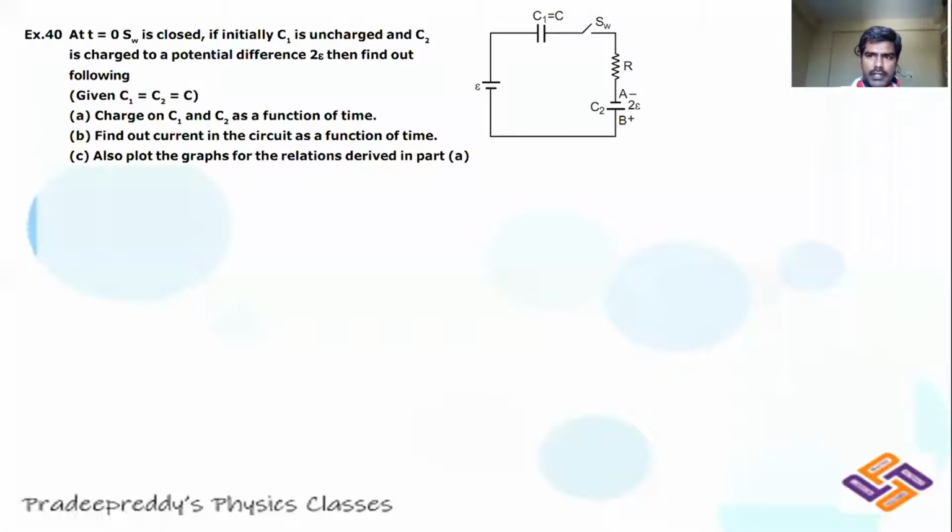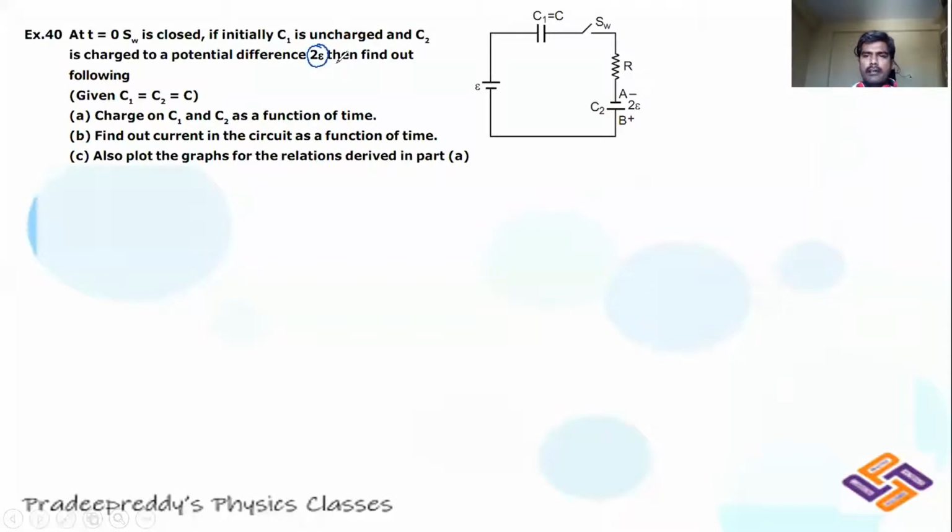You have one more question, and this will be the last problem of this video. So check it out. You have a circuit given here. At t equal to 0, the switch SW is being closed. That is, here is the switch, and that switch is being closed. Initially C1 is uncharged and C2 is charged to a potential difference 2E.